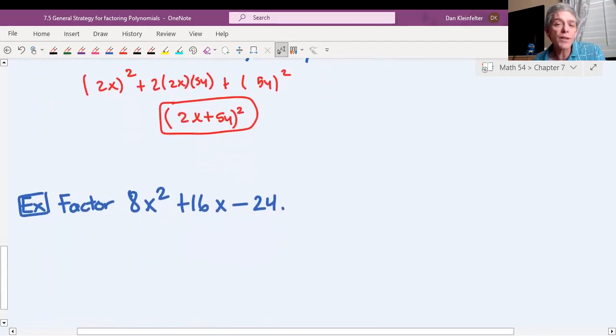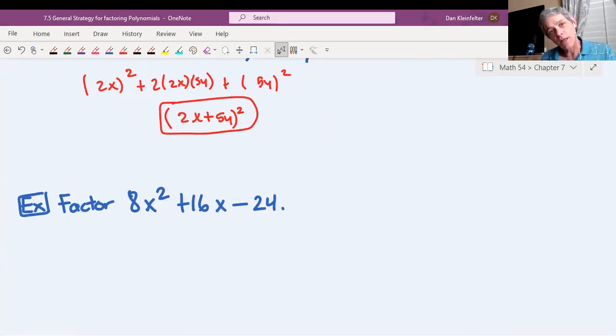All right, here's one for you to try. Take a minute, pause the video, try this one yourself, restart the video, and see how you did. Okay, so this one is we should look for our common factors first. I see 8, 16, and 24, so we should factor out that 8. We'll be left with x squared plus 2x minus 3.